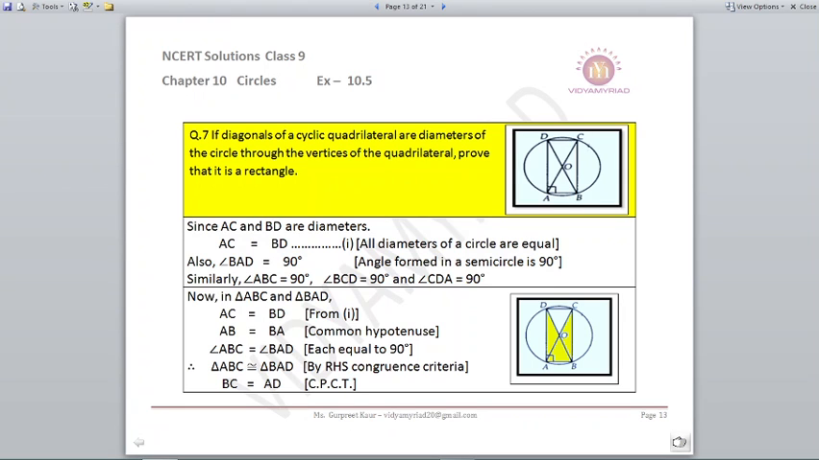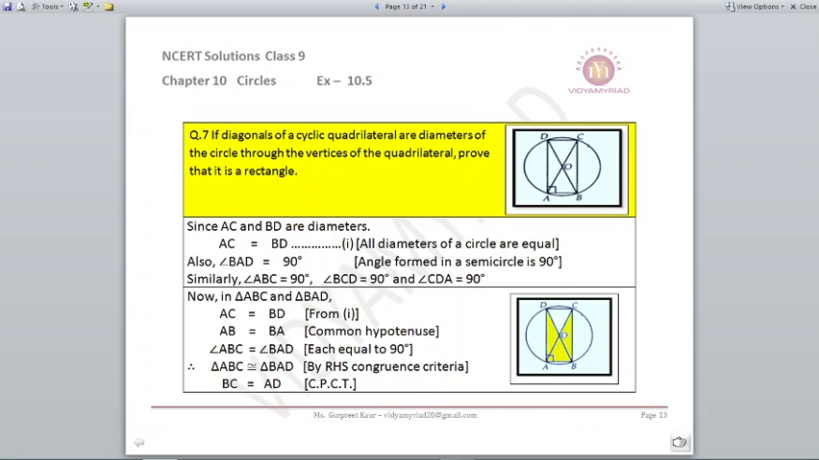Question number 7. If diagonals of a cyclic quadrilateral are diameters of the circle through the vertices of a quadrilateral, prove that it is a rectangle. Now for proving that it is a rectangle, what does it mean? It should have 90 degrees.